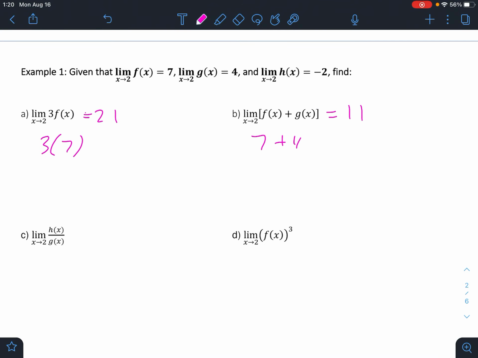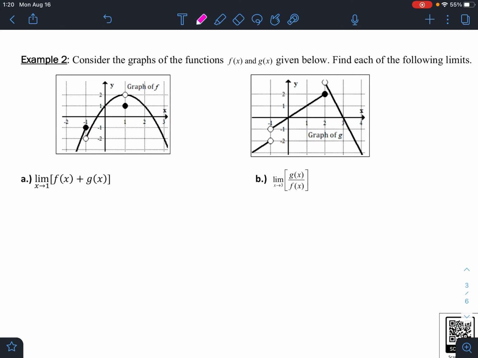And then c, the limit as x approaches 2 of h over g. So that would be -2 over 4. And we can reduce that down, of course, to -1/2. And the last one, the limit as x approaches 2 of f cubed. So that would be 7 cubed, which is 343. All right, so how about from a graph? Consider the graphs of the functions f and g given below. Find each of the following limits.